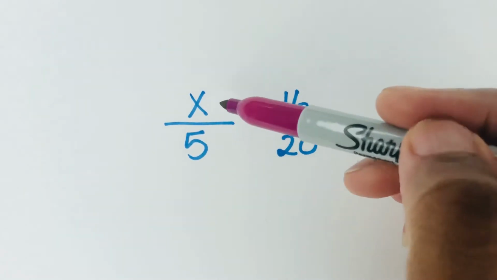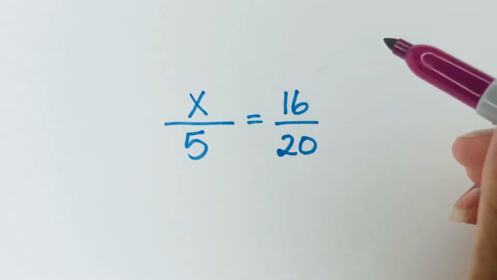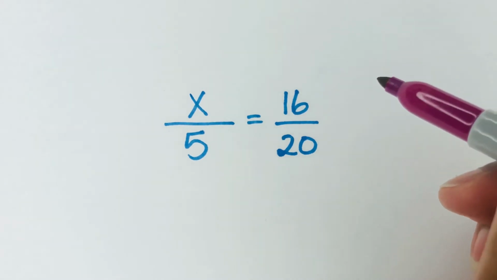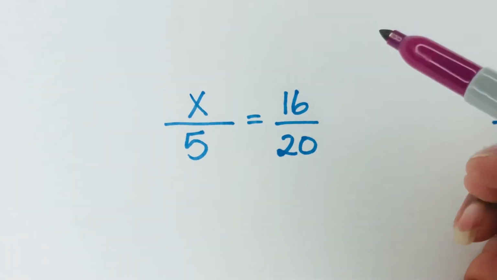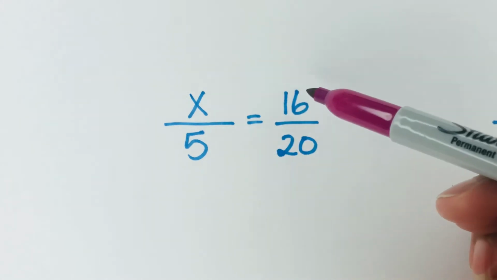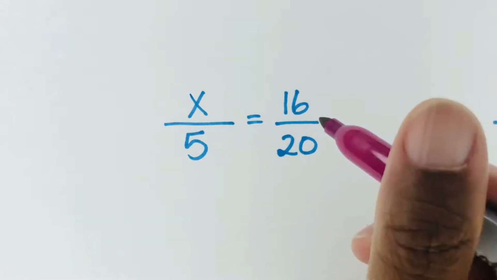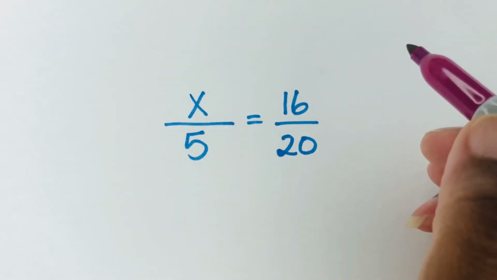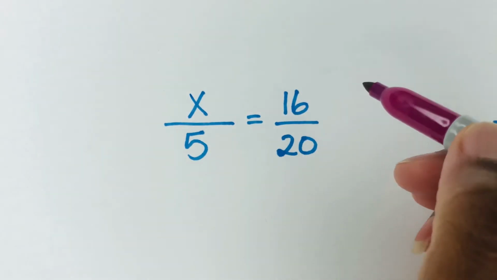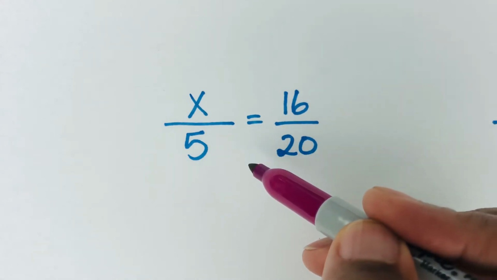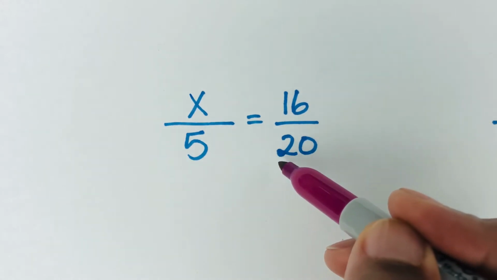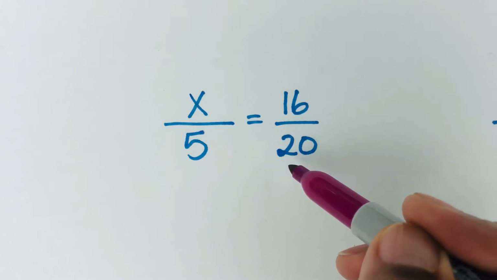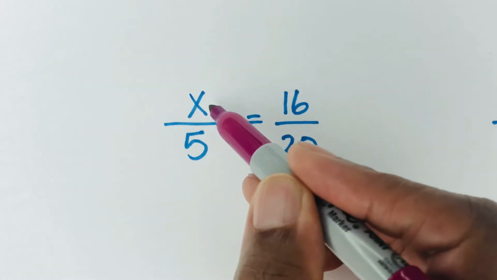So let's take a look at this question for a minute. We have x over 5 equals 16 over 20. You can also see this question as ratios in fraction form, because it could be x to 5 equals 16 to 20. Immediately you would think of doing a cross multiplication to solve, but let me show you an easier way. What we're going to do here is identify the relationships between the denominators first, and then use that relationship to find the value that's missing at the top here.